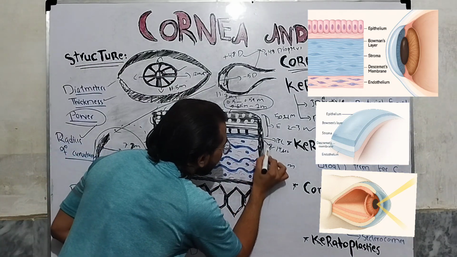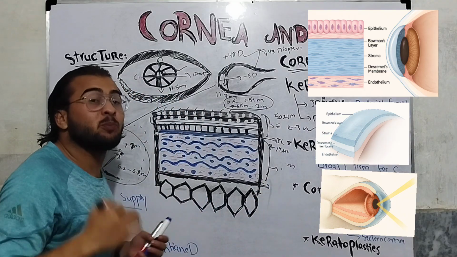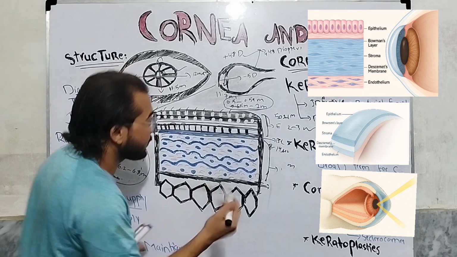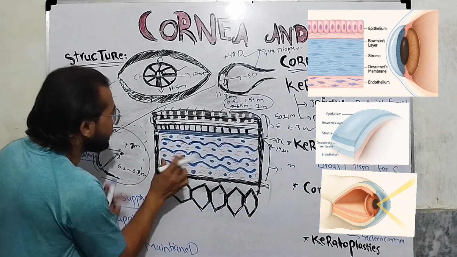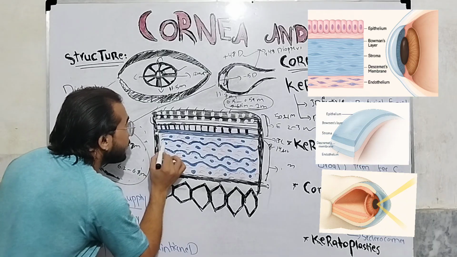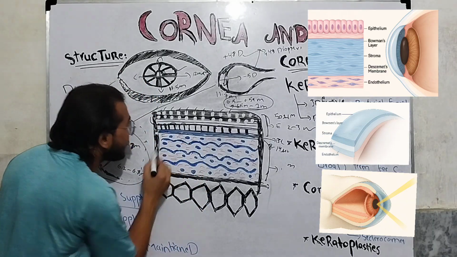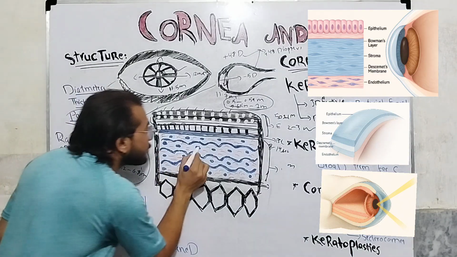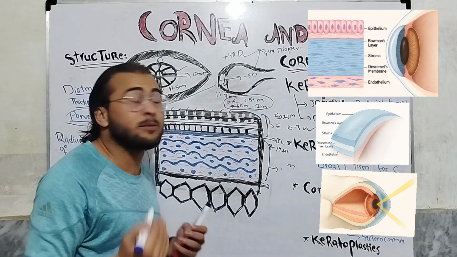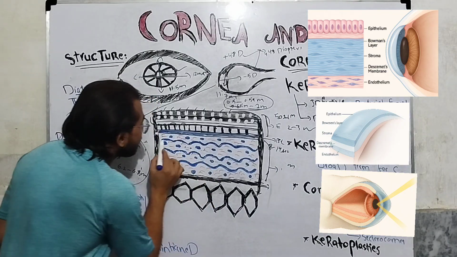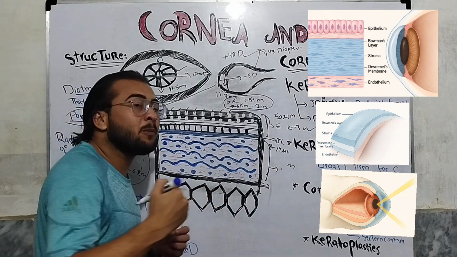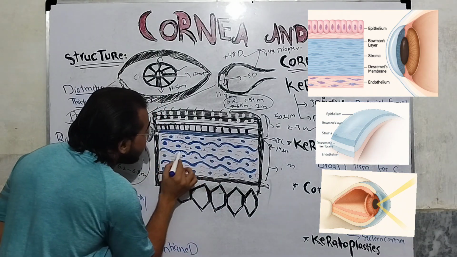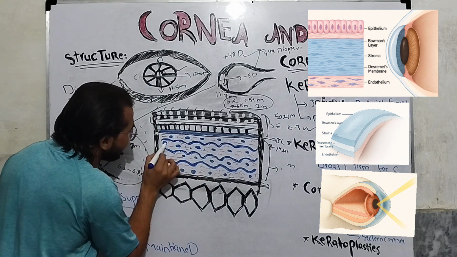Okay, then we have the stroma. Stroma is the thickest part of the cornea which makes about 90% of the thickness of cornea. Stroma contains collagen fibrils, and between these collagen fibrils we have keratocytes. These are the cells. Keratocytes are the cells which produce these collagen fibrils and the ground substance. So in between these collagen fibrils, they are properly oriented and arranged.